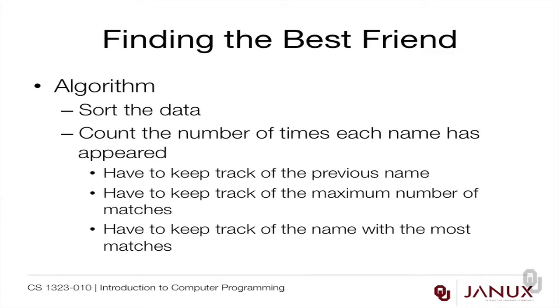We're going to need to keep track of the previous name because that's how we'll know when we're starting with a new name or continuing with an old name. We also need to keep track of the maximum number of matches that's occurred so that we know if a new name has more matches than an old name, and we're going to have to keep track of the name with the most matches. So there's going to be a lot of data hanging around here. So let's think through how this algorithm would work.